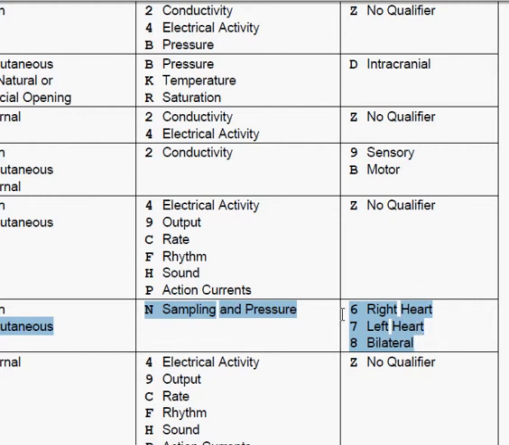Based on the procedure that we have in case number 21, this was left cardiac cath, so we make choice number 7. By putting everything together, we have 4A023N7.